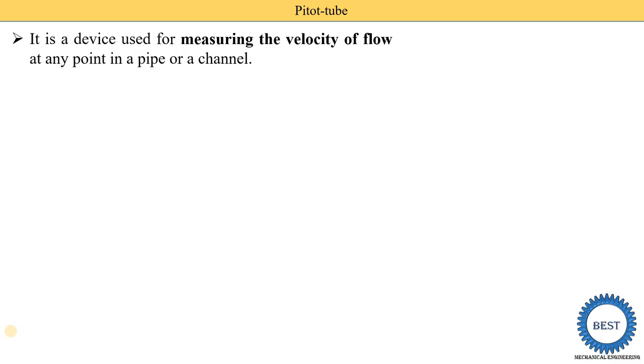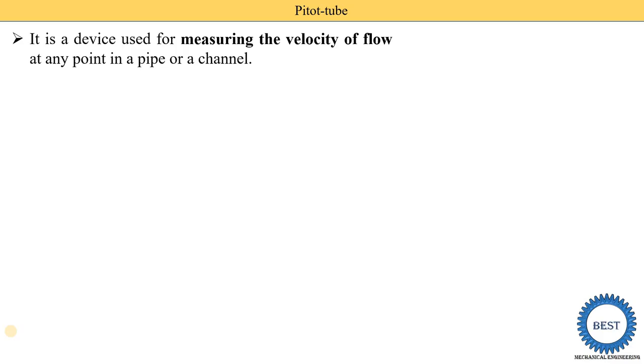The basic application of this pitot tube is in the aircraft. In an aircraft, we need to measure the velocity of the air. Then it is used in a boat, where it is used to measure the velocity of the water. Even in various industrial applications, there are lots of devices in which water as well as other fluid is flowing. At those places it is used.